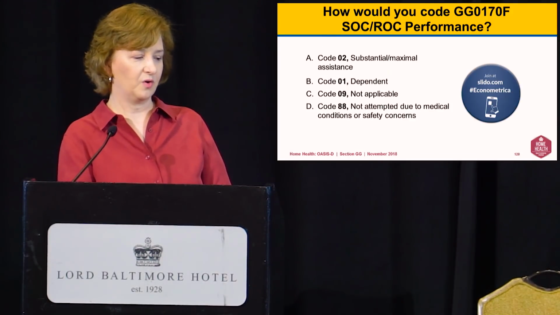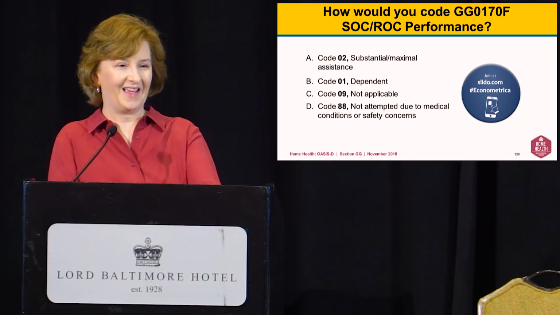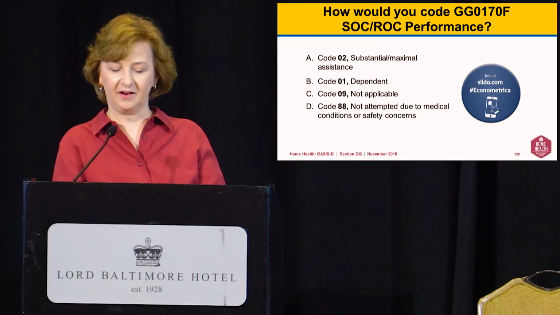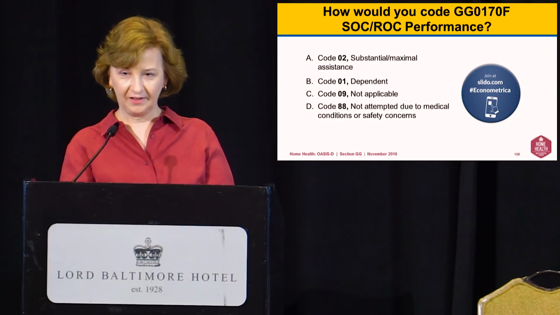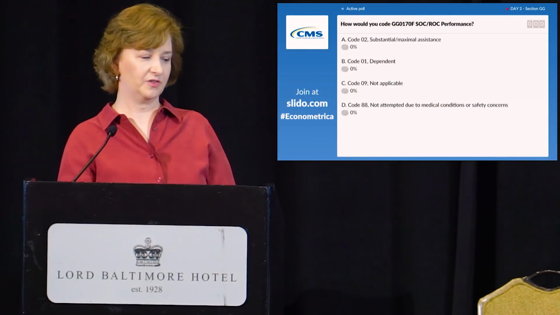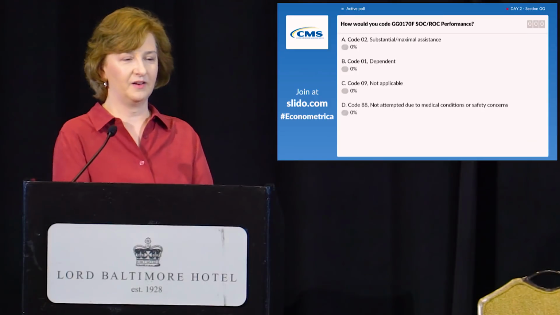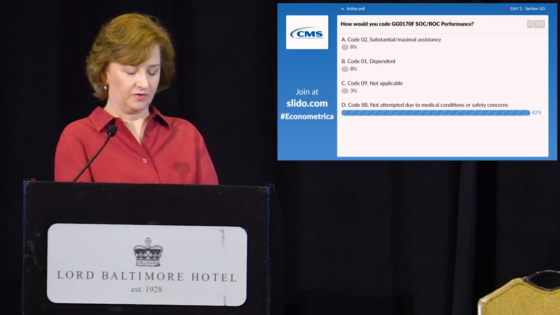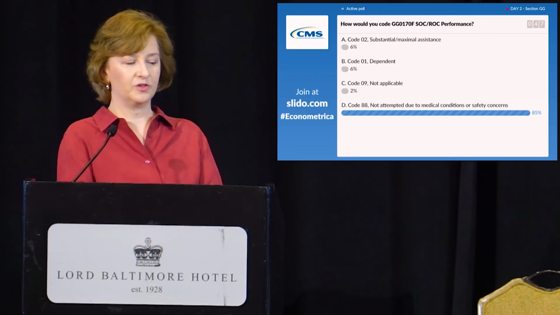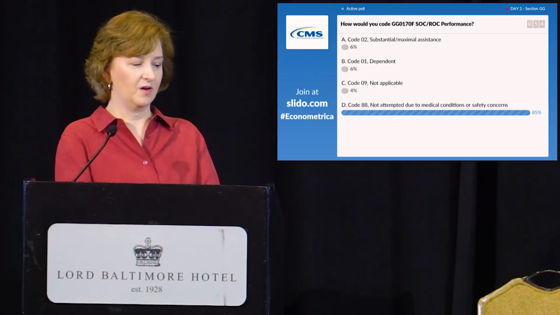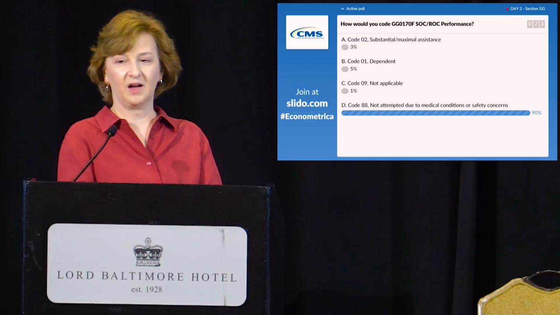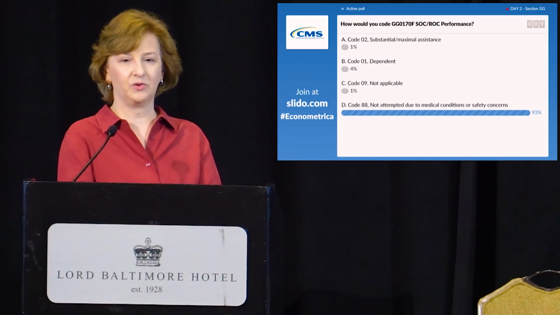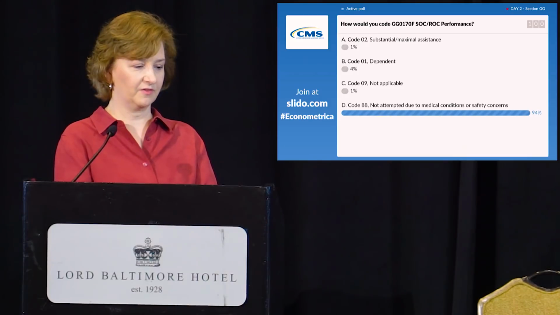And how would you code that? So again, the toilet transfer refers to somebody being able to get on and off a toilet or commode. If they don't do that, you would provide a reason why the activity didn't occur. So the options are 02, substantial assistance, 01, dependent, 09, not applicable, or 88, not attempted due to medical condition or safety concerns.